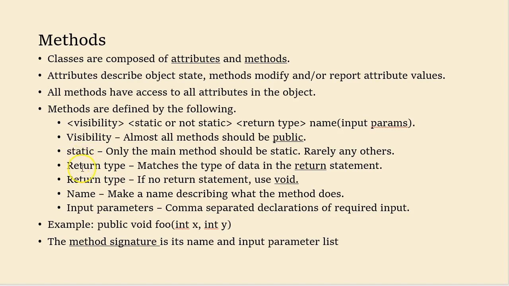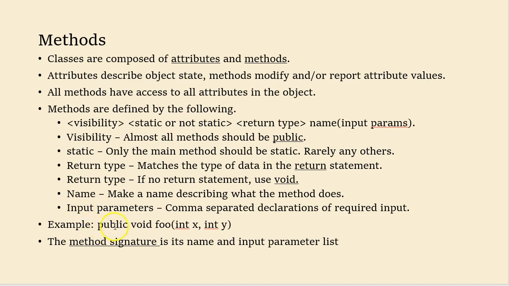Then you specify the return type. Typically this is going to be an int, but it could also be an array, or it could be an object. So you specify the return type. If there is no return statement, then use void. Then you name it and put in the input parameters.